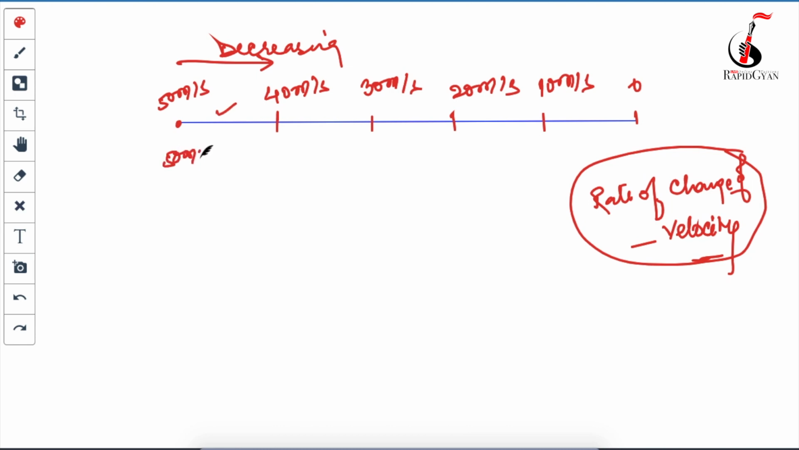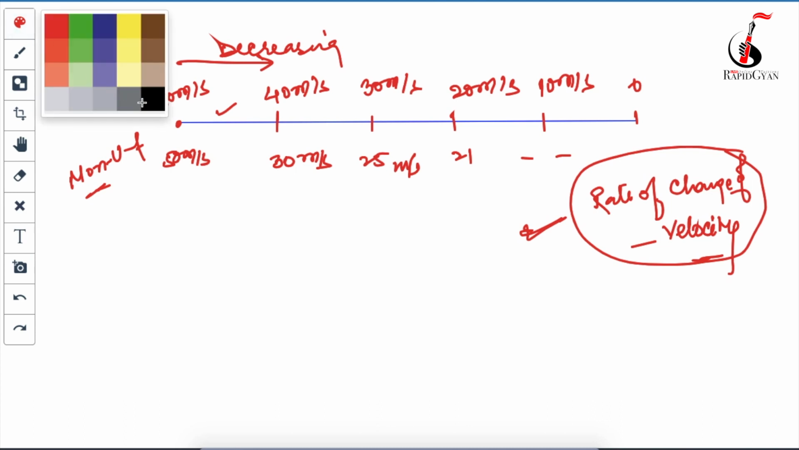Suppose you have started with 50 meter per second, then it become 30, then it become 25, then it become 21, like this. Okay, so both are the cases. Whether it's uniform or non-uniform, that doesn't matter. In both the cases, the velocity is decreasing, and this is also called rate of change of velocity.